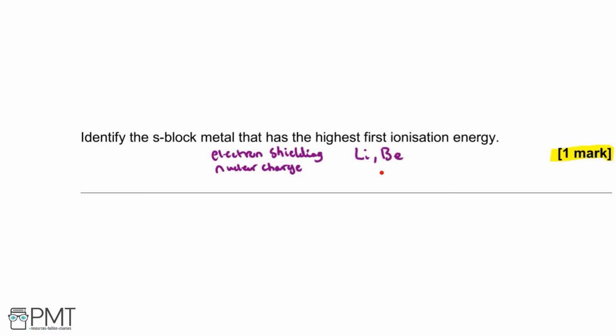So, in the difference between these two, beryllium has 1 more proton in its nucleus than lithium does, which means it's going to exert a greater attractive force on that valence electron. So it's going to require more energy to ionize that beryllium and pull the valence electron away from it. So beryllium has the highest first ionization energy of all of the S block metals. And we could write beryllium, or we could write the symbol. Either would be acceptable to get the mark.